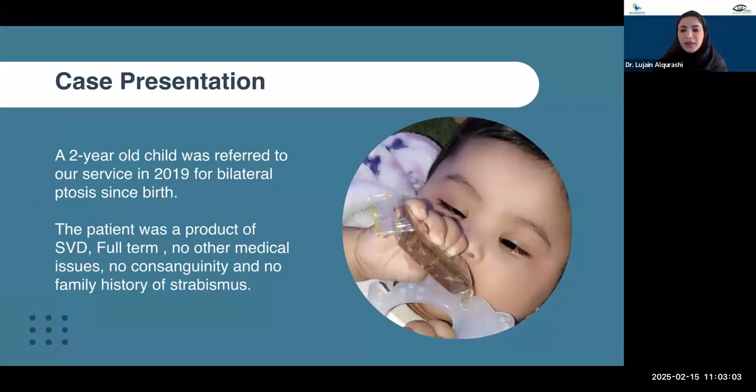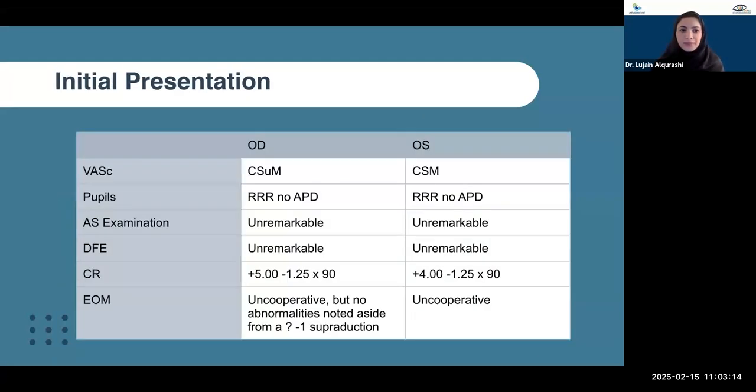The child was a product of spontaneous vaginal delivery. She was full term. The patient didn't have any medical issues, no NICU admissions. The parents denied any consanguinity, and there was no family history of strabismus.